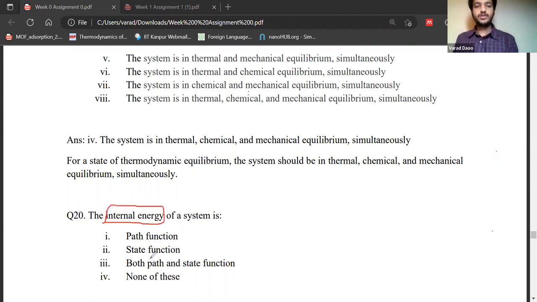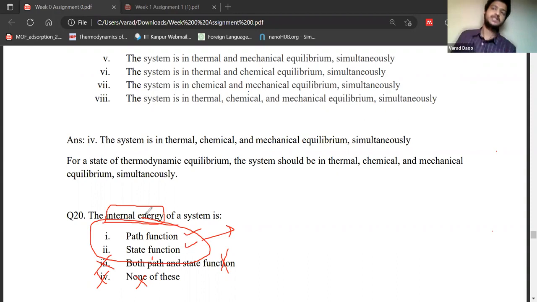Just by looking at the options, we can say that it has to be either a path function or a state function, right? You cannot have both, and you also cannot have none. So option 3 is not possible, option 4 is not possible. Whatever we have is path function or state function. Try to remember, we have already discussed it in this class. What is the definition of path function and what is the definition of state function?